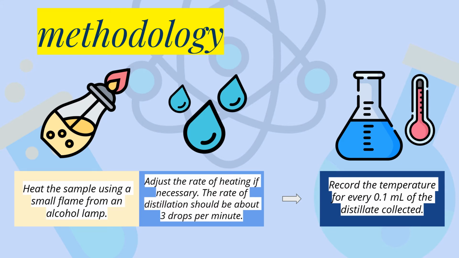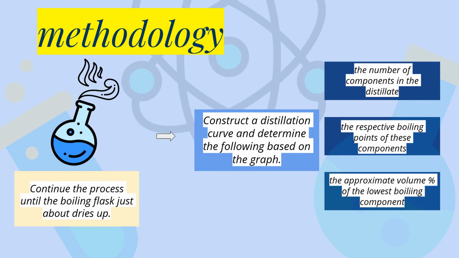As soon as boiling starts, the vapors can be seen to rise up the tube. The rate of heating was adjusted by raising or lowering the alcohol lamp. The rate of distillation was set to 3 drops per minute. The temperature for every 0.1 ml of the distillate collected was recorded. The process was continued until the boiling flask started to dry up.